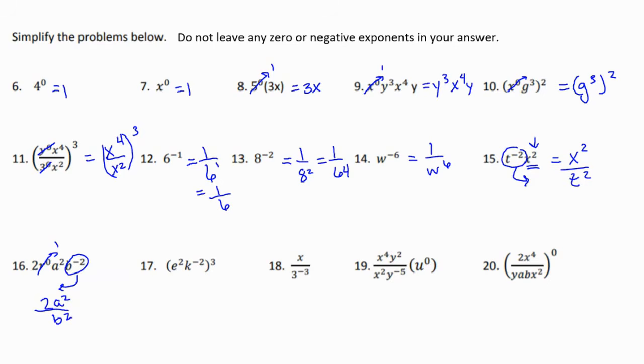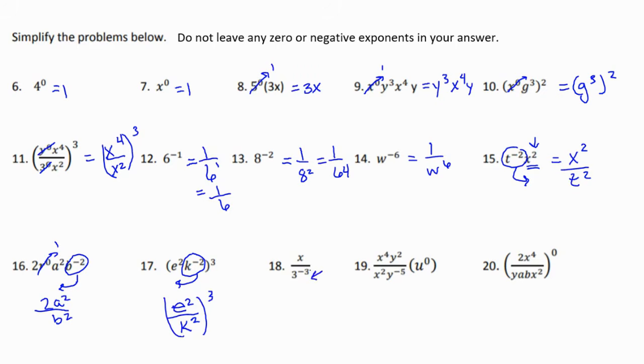E to the second, k to the negative 2. This has to move to the bottom. So what we have is e to the second. The k to the negative 2 is now on the bottom as a positive, and that expression is being raised to the third power.